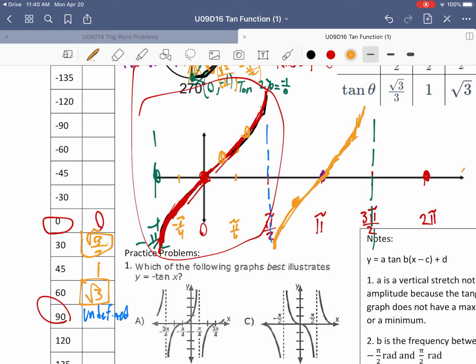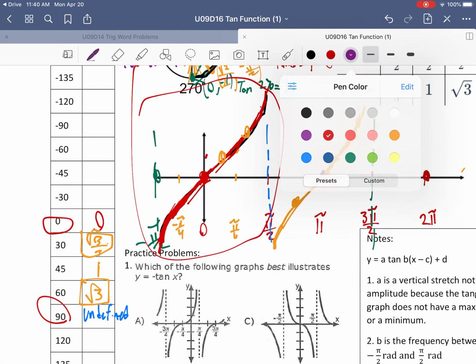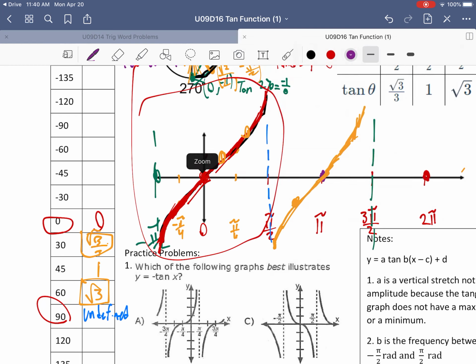But the important part of this is that the tangent curve has a smaller period than the sine and cosine curve. So if we were to graph the sine curve, let me use a different color, let's use purple. The sine curve would start at 0, and then at 90 degrees it would reach 1, and then at 180 degrees it would return down to 0. Then it would go to -1 at 270 degrees and return to 0 at 360 degrees. So this has a longer period.